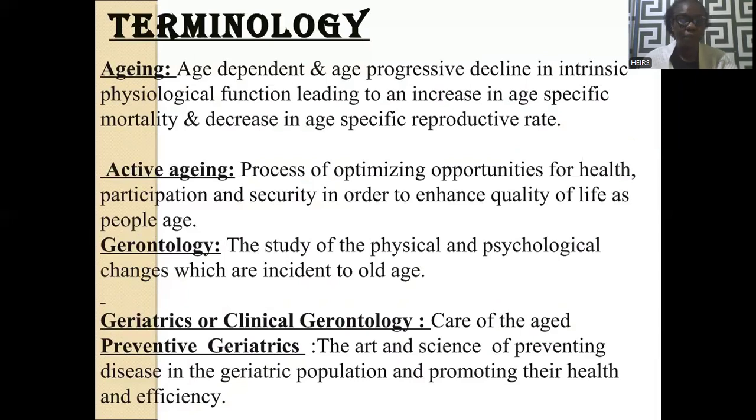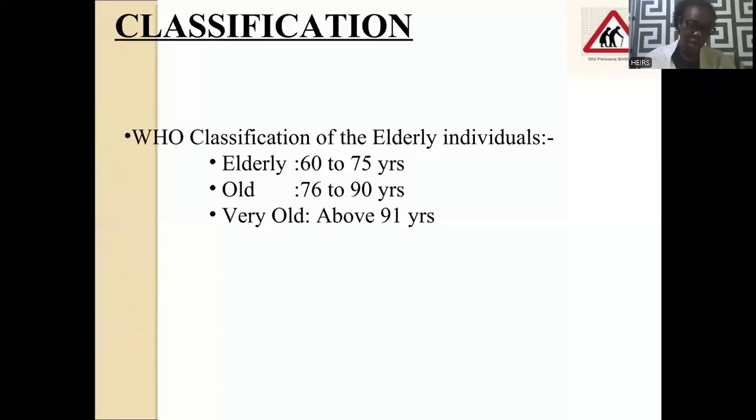So there are some common terminologies that I want us to address. Aging is a decline in intrinsic physiologic functions. Active aging means the process of optimizing opportunities for health and security in order to enhance quality of life. Gerontology is the study of the physical and psychological changes. Geriatrics is the care of the elderly, and preventive geriatrics is the art of prevention in the geriatric population, in this case, the elderly population. And WHO classification of elderly individuals includes the old and the very old. People between the ages of 76 and 90 years are referred to as very old.